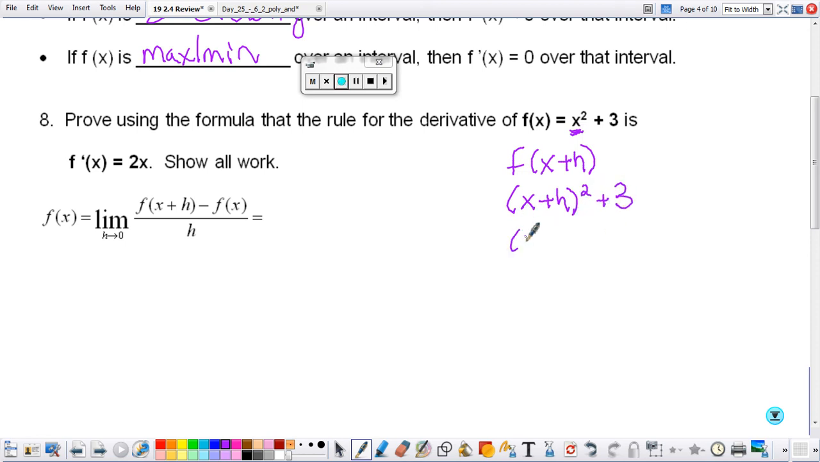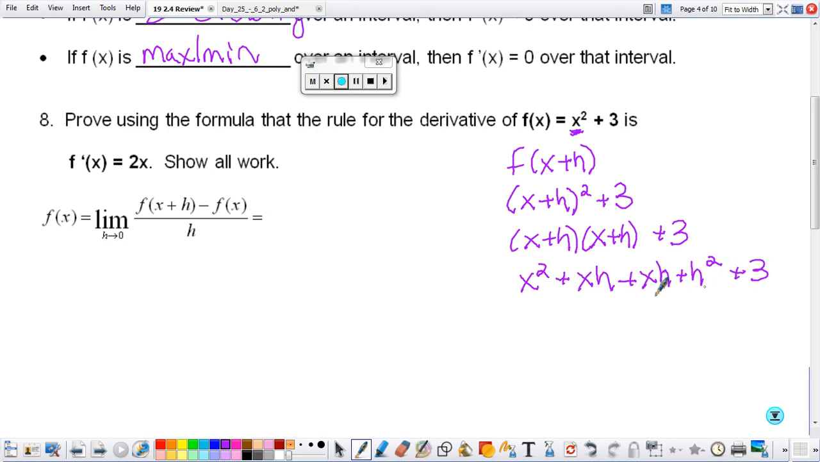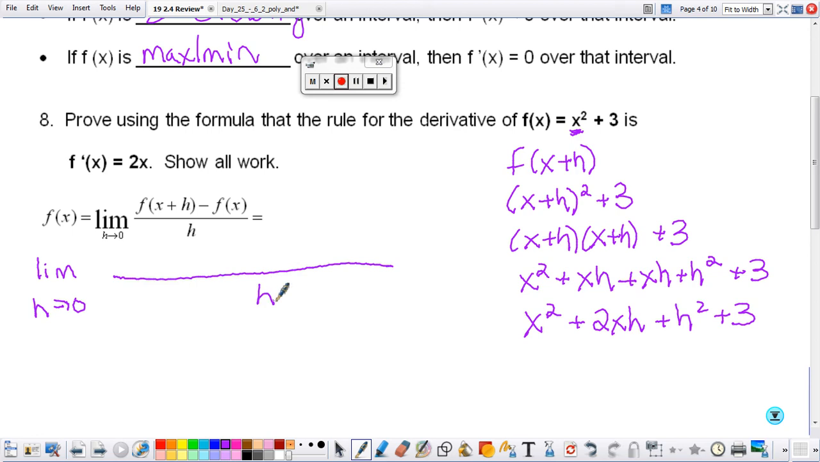Now I have to simplify. That's x plus h times x plus h. Multiply these together. FOIL or box method, distribute. And then I have some like terms here in the middle. So now that's this first part of my numerator. You have to write the limit as h approaches 0 every single time until you plug in the 0.